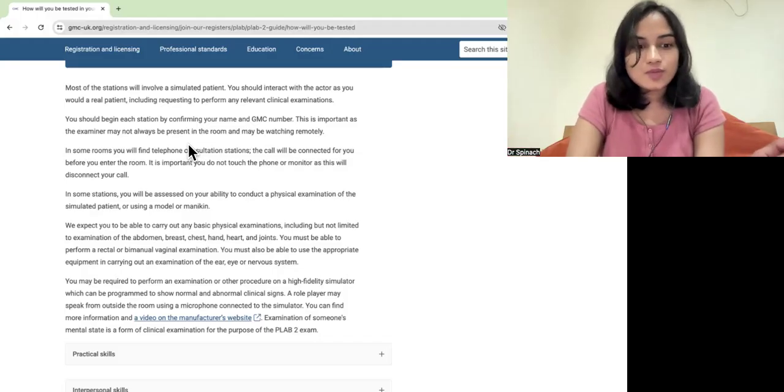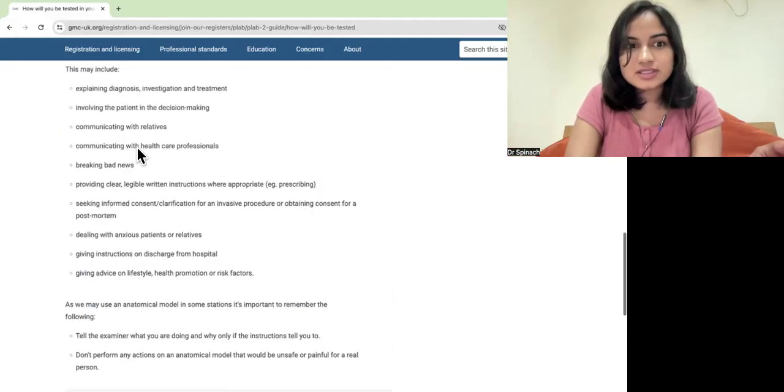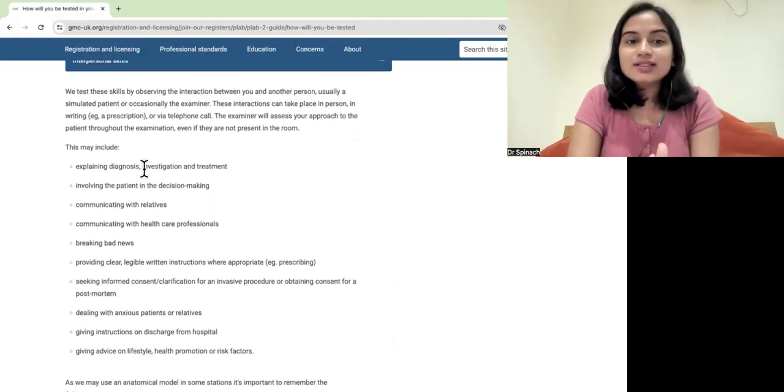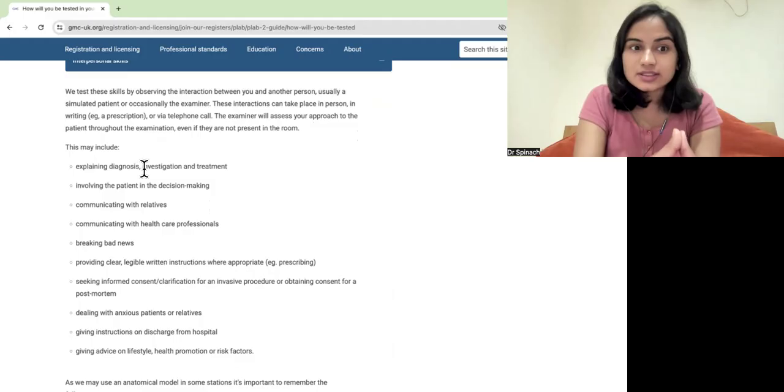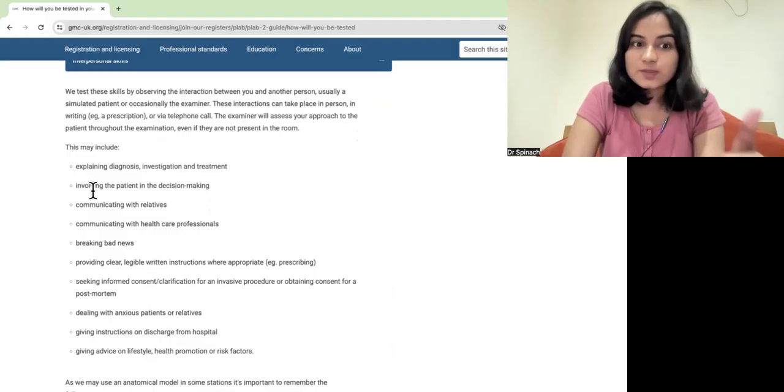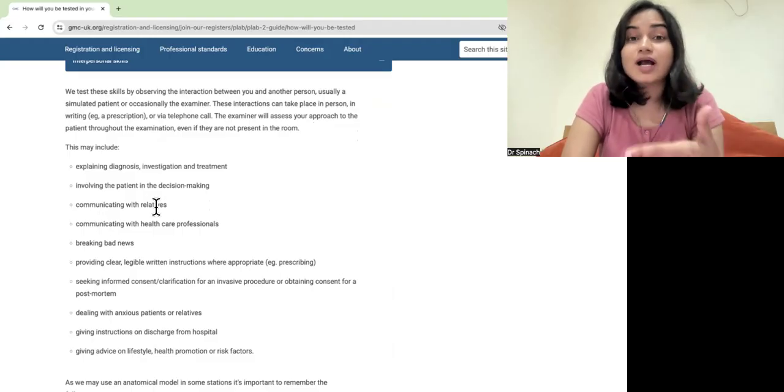All right. Now, going back to the interpersonal skills, what are the things that are included in this? Everything is included in this, but how you're communicating to the patient is important. Explaining the diagnosis, investigations, and treatment. Involving the patient in decision making. That is what I said.